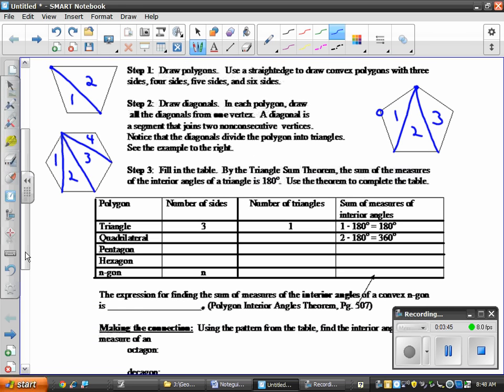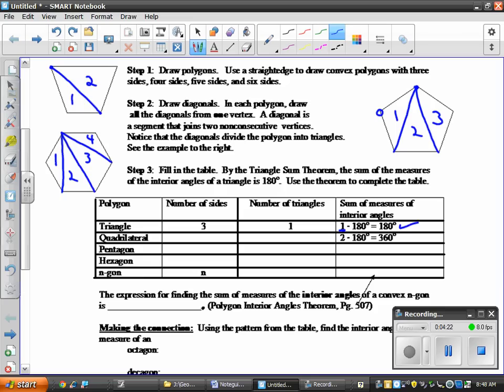So notice step number 3. It says fill in the table. By the triangle sum theorem, which we've talked a lot about in our class, the sum of the measures of the interior angles of a triangle is 180 degrees. Use the theorem to complete the table. Now a triangle, if you look down here at the table, clearly has three sides. And because a triangle is a triangle, it only has one triangle. Because triangles add up to 180 degrees, there's one triangle times 180 degrees, which means the sum of the measures of the interior angles of a triangle is 180 degrees.